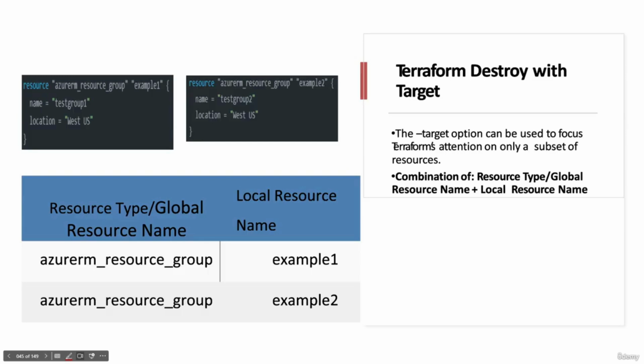Let's take an example. We have written two configurations, one resource group creation and the second resource group creation. But we want to delete the second resource group only, not the first one. So in this case, we have to run the Terraform destroy command using a target option. In the target option, we have to mention the global resource name and the local resource name. Then the second resource group will be deleted and the first resource group will not be deleted.